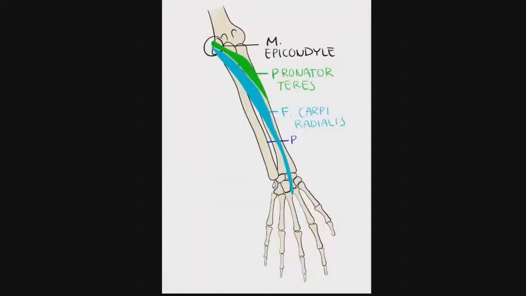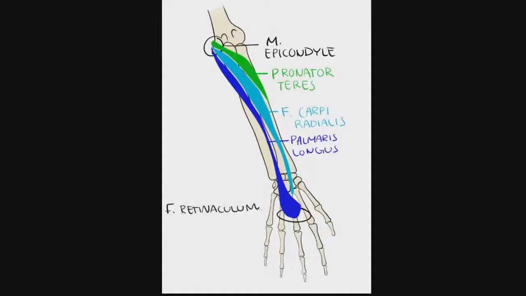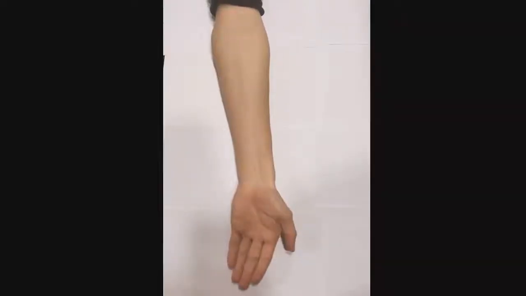The next muscle is the Palmaris Longus, shown in dark blue. This muscle is actually absent in roughly 15% of the population, originating from the medial epicondyle and attaching to the Flexor Retinaculum of the wrist. The Flexor Retinaculum is a fibrous band of tissue on the palmar side of the wrist, which forms the carpal tunnel and prevents bowstringing of the muscles. It is innervated by the median nerve and acts to flex the wrist.